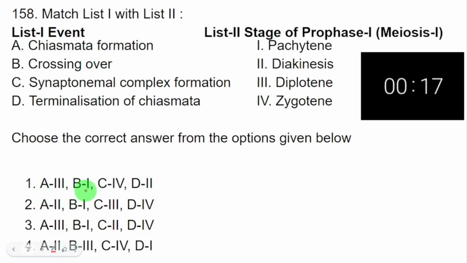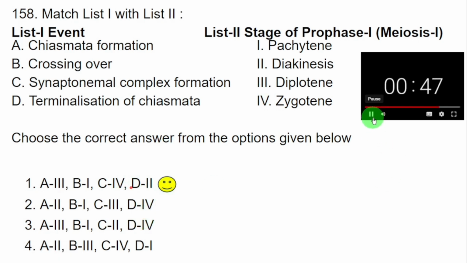Next, B is common in both. So we are left with C4 or C2. What is C? C is synaptonemal complex formation. So synapsis is the event of zygotene, so this complex formation will also be seen in zygotene. So C will be 4. C4 is in option 1, so the answer is option 1. Yes, this is the answer.